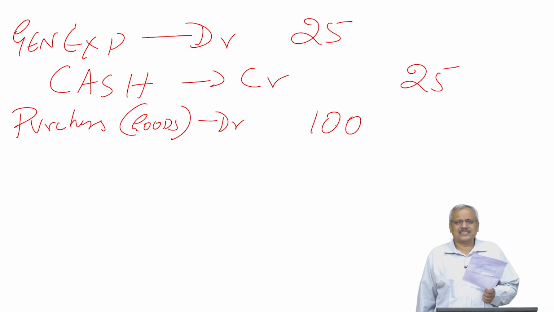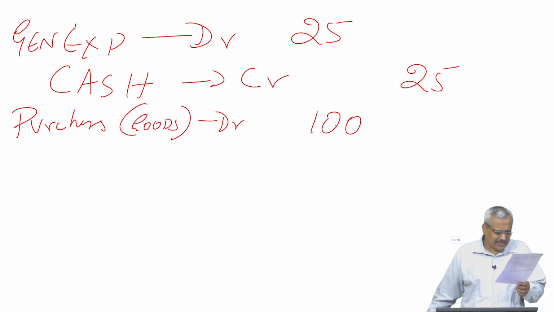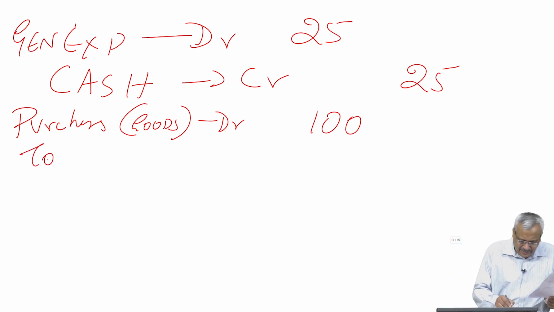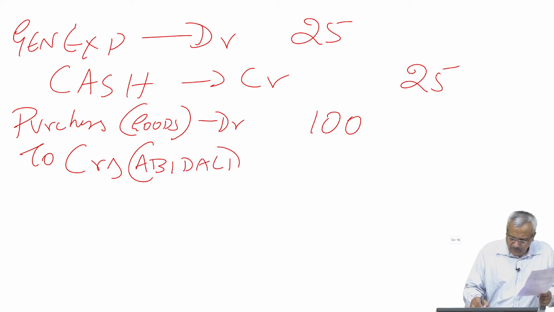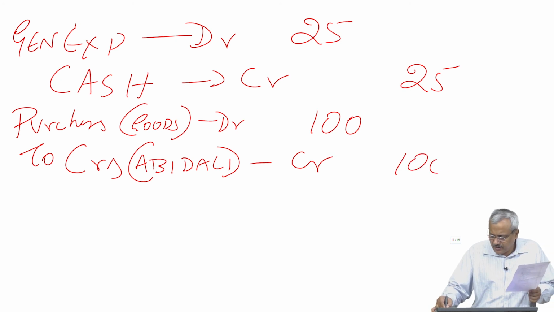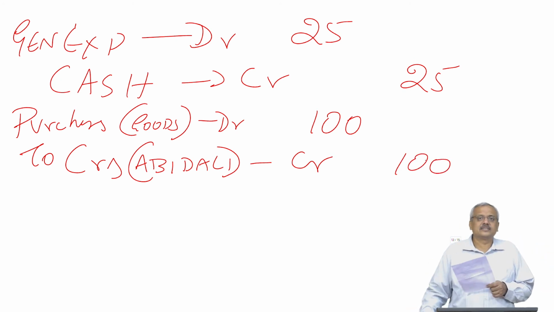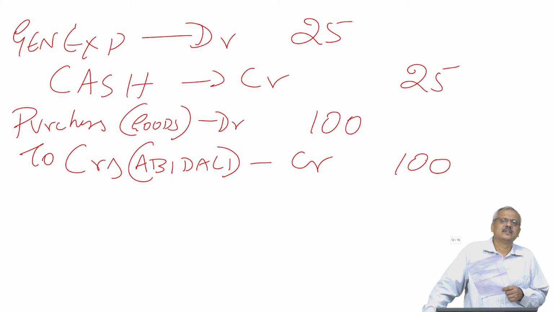What is happening? Debit the receiver, credit the giver. Who is giving you this credit? Abid Ali is giving you this credit. There is a creditor, and the name is Abid Ali, who is giving you this credit to the extent of about $100. Debit the receiver, credit the giver.